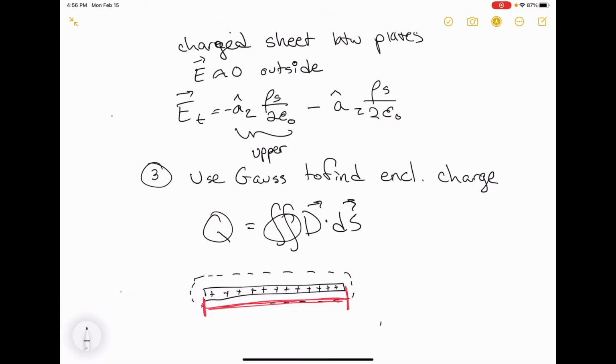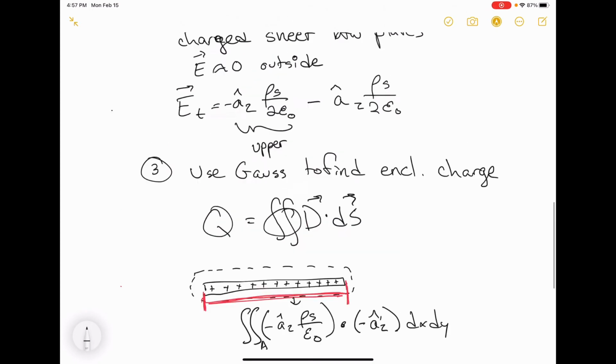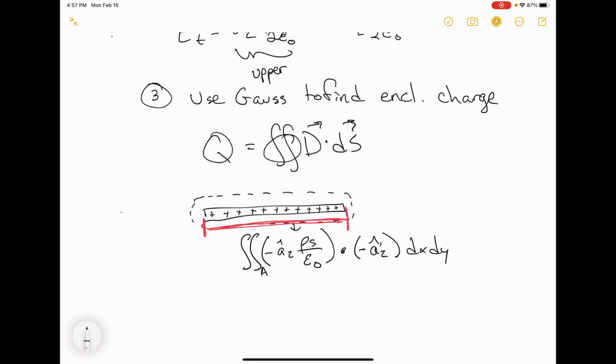So when we do that, we're integrating, and here our surface normal vector is minus z directed. So we have minus a hat z rho s over epsilon naught, that's our electric field, dot minus a hat z, dx dy over some area. Now none of these terms in the integral depend on x or y, so what we end up with is the area times rho s over epsilon naught is the total charge.